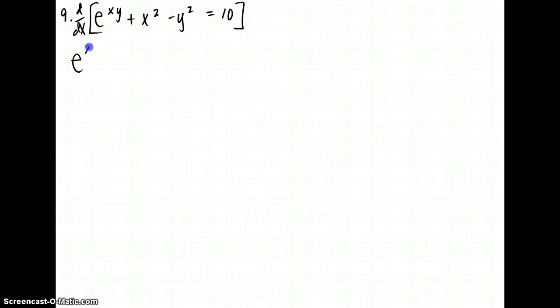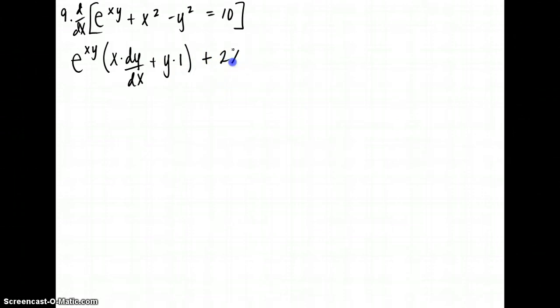Alright, e raised to the xy power plus x squared minus y squared equals 10. Same directions, still find the derivative. My function's written in terms of x and y, so when we derive this, we'll need our implicit steps. Okay, so derivative of e raised to any power is itself times the derivative of the exponent. First times the derivative of the second plus second times the derivative of the first.